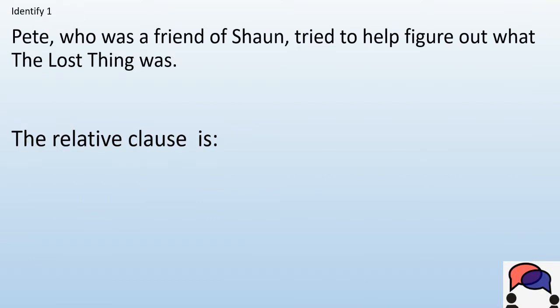So let's try this one. Pete, who was a friend of Sean, tried to help figure out what the lost thing was. So take a moment and see if you can figure out what the relative clause is. Well done. Who was a friend of Sean. We know this because it's extra information, it's in between commas, and it has a relative pronoun.